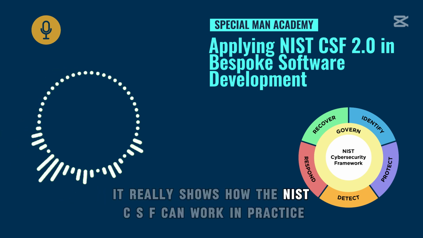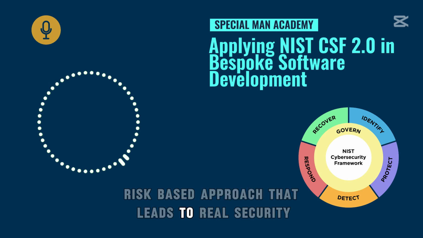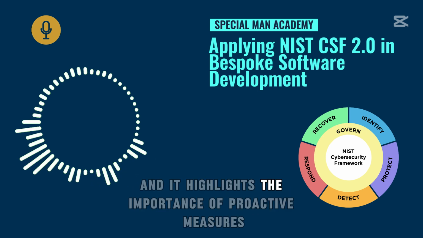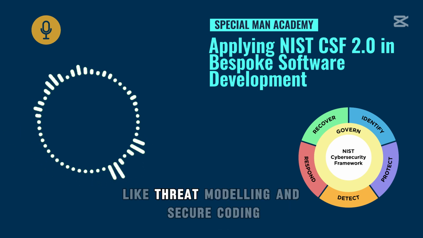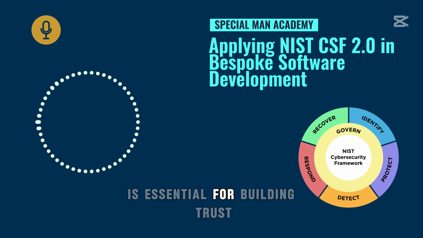It really shows how the NIST CSF can work in practice. It's a structured, risk-based approach that leads to real security. And it highlights the importance of proactive measures like threat modeling and secure coding. And that transparent communication is essential for building trust.